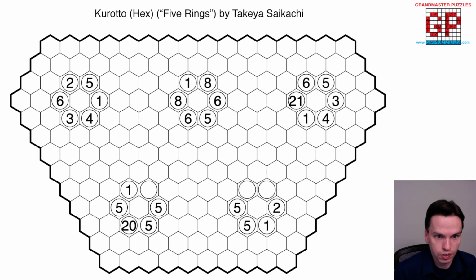So we're here to solve this Kurotto hex puzzle by Takeya Saikachi, themed around 5 rings and themed around presumably the Tokyo Olympics, so we hope go off safely in the coming months. We're going to work our way through each of these individual rings, but then find the interlocking logic to get us to the one solution.